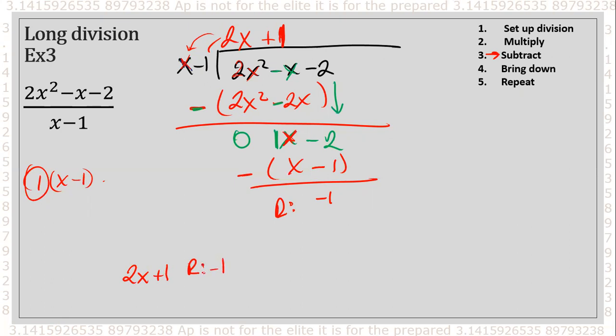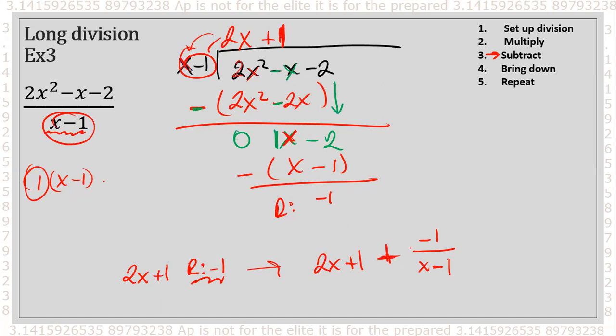So that's ideally how you learned it in middle school. In pre-cal, you're going to write it like so: 2x plus 1, and instead of saying r -1, you put the -1 over x minus 1. The same term that you divided by is what you're going to have.